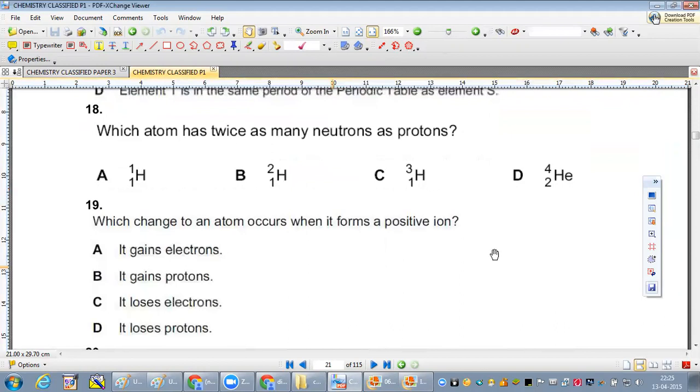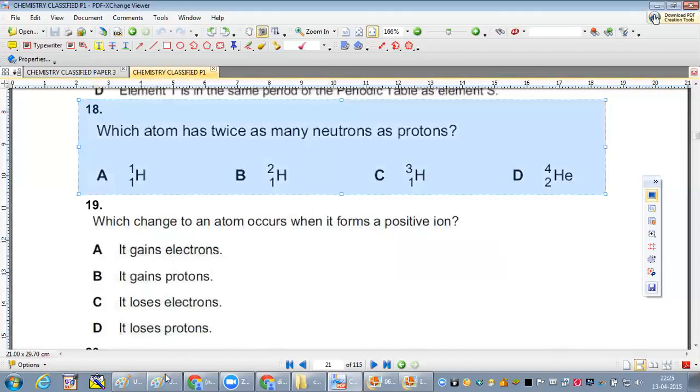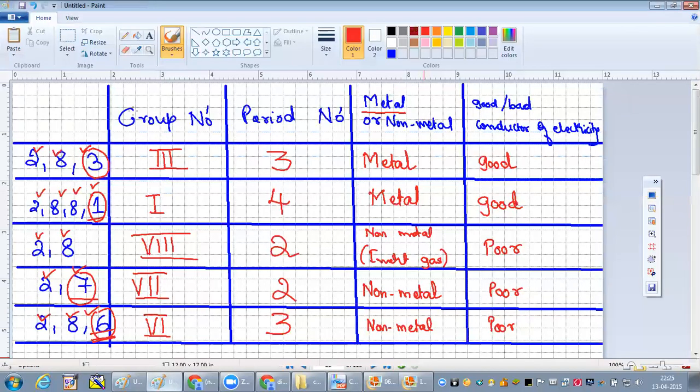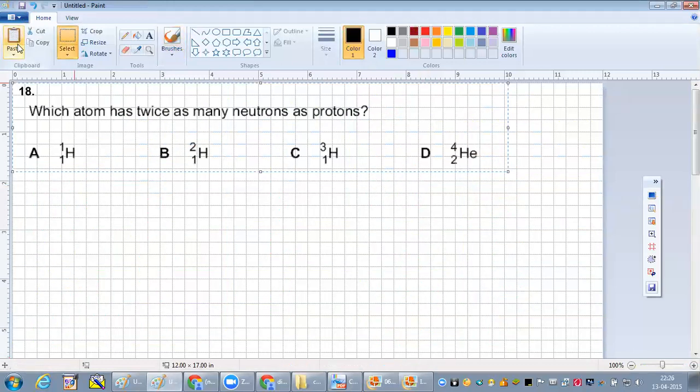Next question. Question number 18. Which atom has twice as many neutrons as protons? We can work out the structure of each one of these. Okay. Hydrogen, that is, the structure is shown over here.